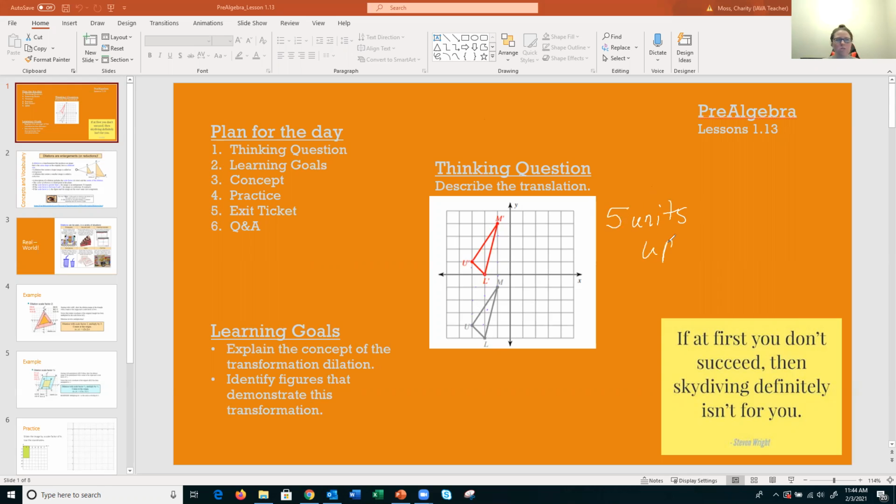So remember, translation just shifts it up, down, diagonal. It doesn't rotate it. It doesn't reflect it. It's just literally moving a piece of paper along an axis. All right, so today we are going to explain the concepts of a dilation, and this is the only transformation that changes the size of the image. So we're going to be looking at dilations, and we're going to identify the figures that demonstrate this transformation.